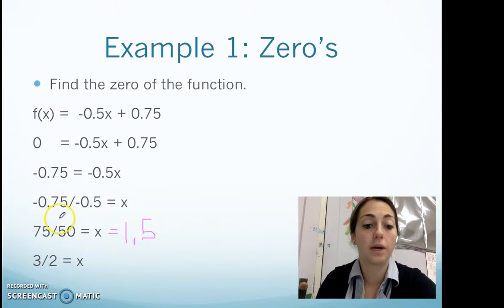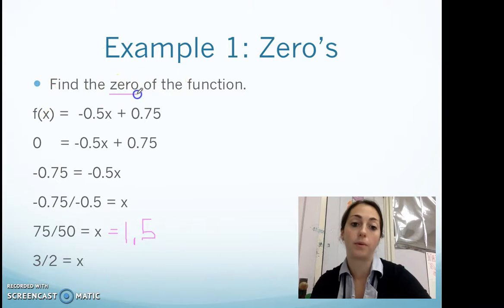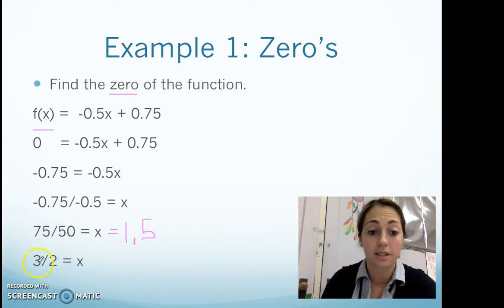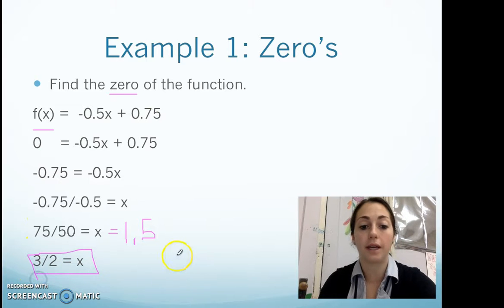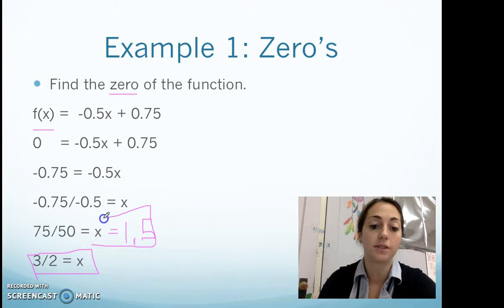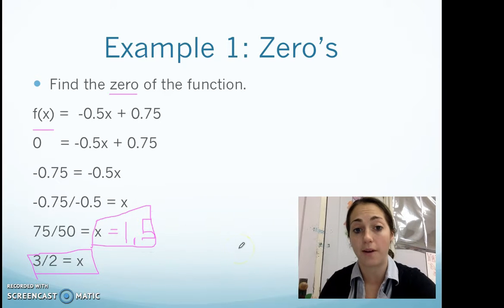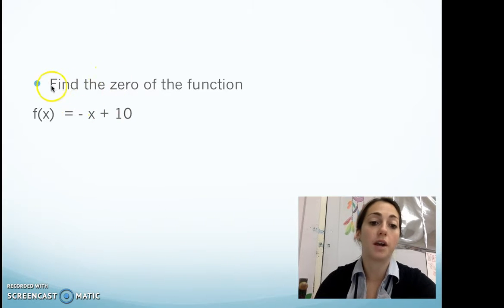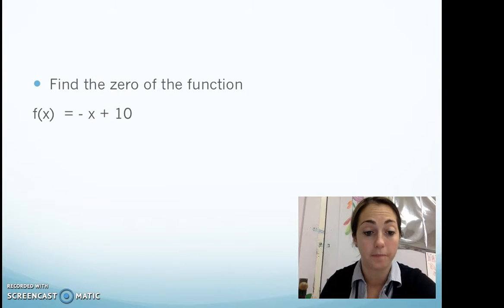All right, so here's finding the zero of the function. What did we do? We plugged in 0 for f of x. We solve the equation just like we always used to, and we get our answer: either 3/2, or if you like decimals, 1.5. All right, try this problem on your own. Pause the video, find the zero of the function, hit play when you're done.